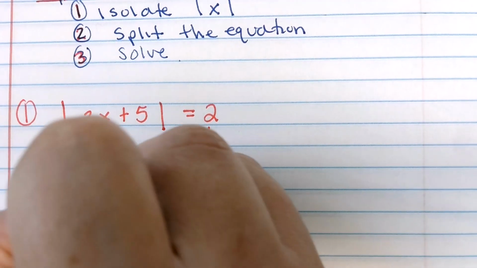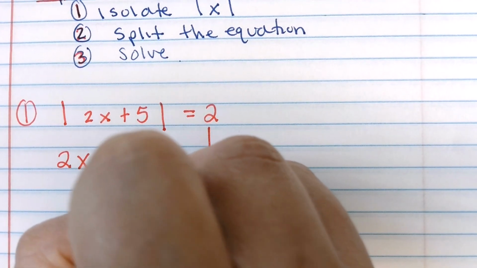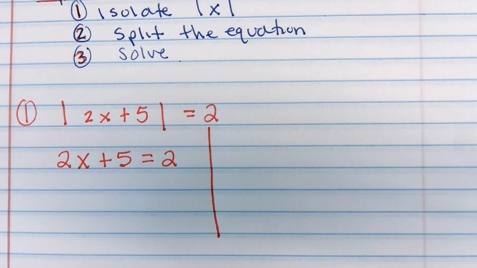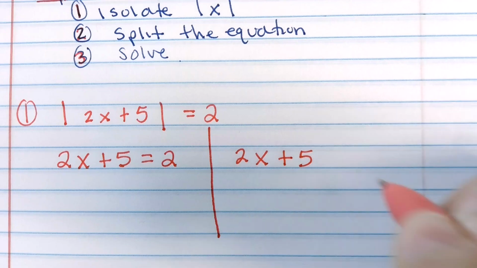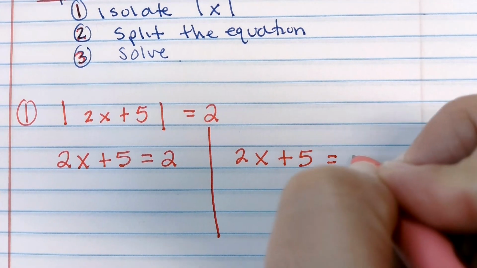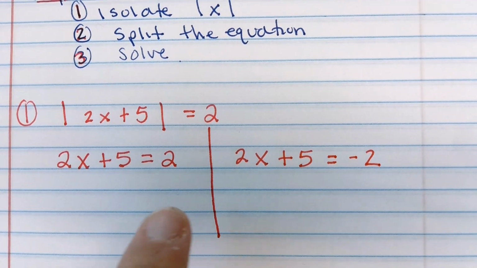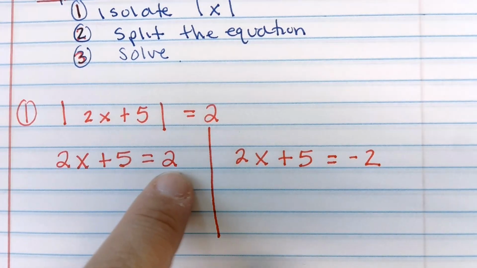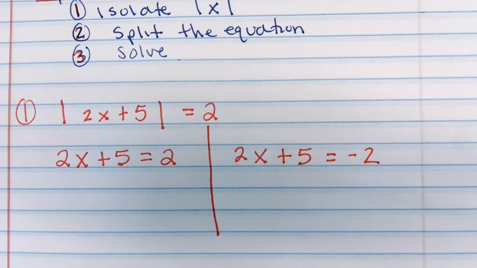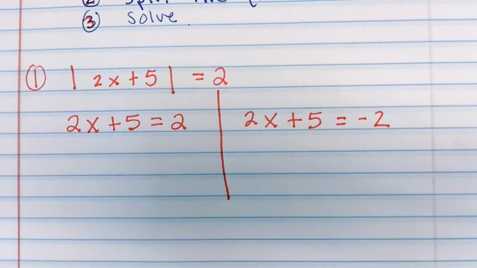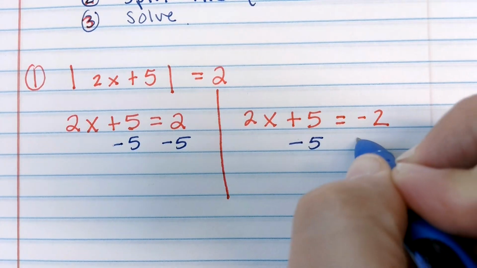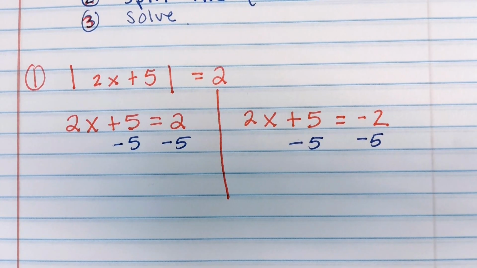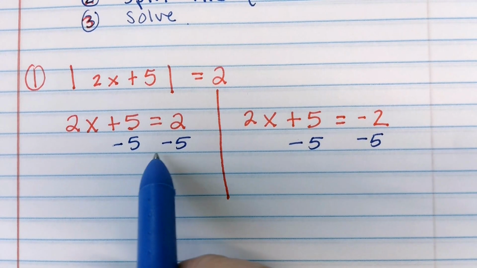We're going to copy the original equation, 2x plus 5 equals 2, on one side. And then the other side, because we don't know what's happening with the x, it could also equal negative 2. So we split our equation and we have one positive answer and one negative answer. And then from here, it's just a two-step equation. So we're going to subtract 5, and I'm going to solve them both at the same time.